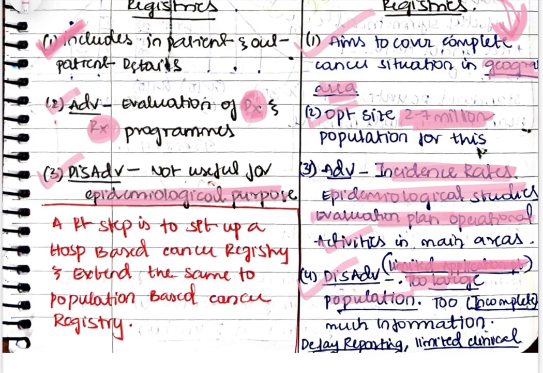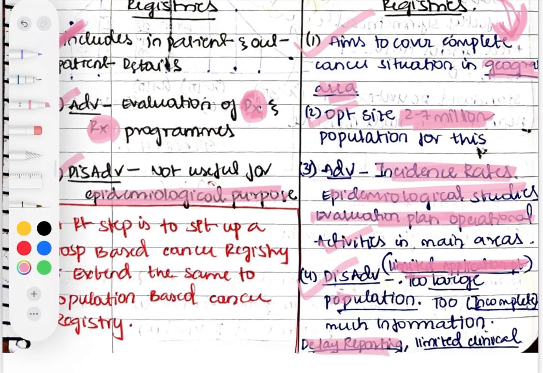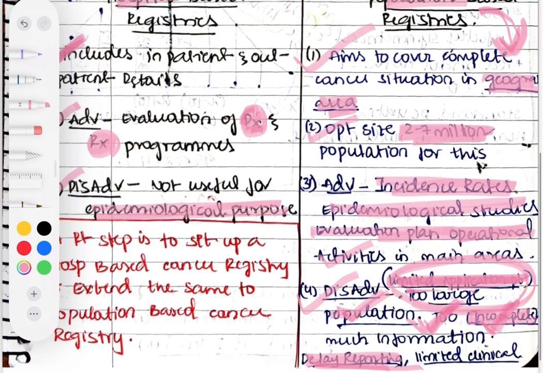And also too much information, as too large a population has to be covered. There can be delay in the reporting and it can also lead to incomplete follow-up, right? So these are the different disadvantages. First, we have to cover too much of the population. For too large a population we have too much information, which can be incomplete, and delayed reporting can also be seen. And the main disadvantage is that it cannot be applied clinically. We cannot use this knowledge to treat patients.